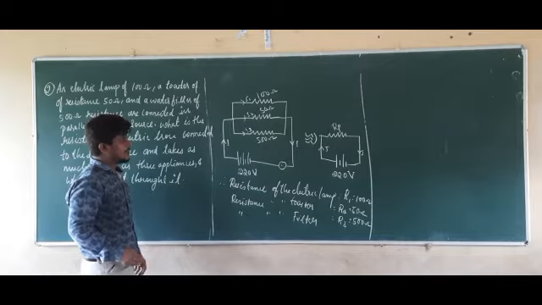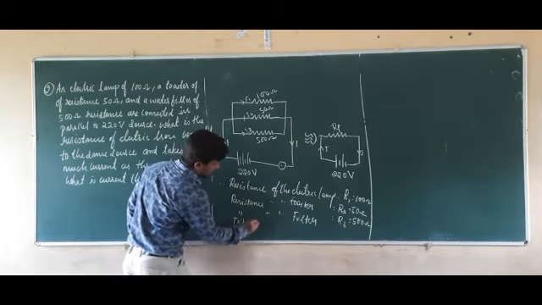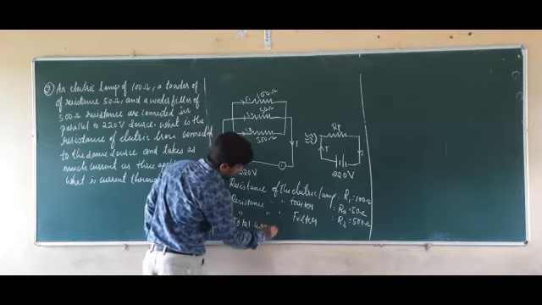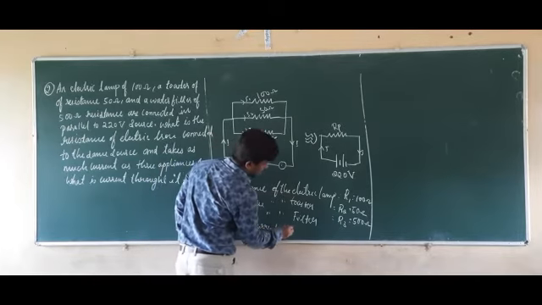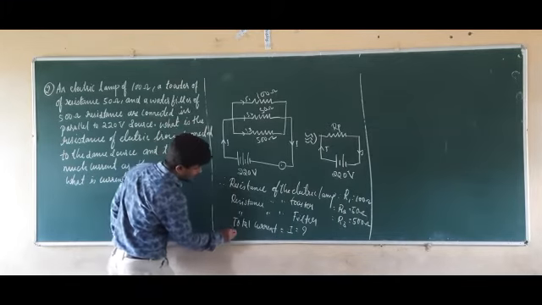Right? So calculate the total current. Therefore, the total current I is equal to the voltage divided by the total resistance.